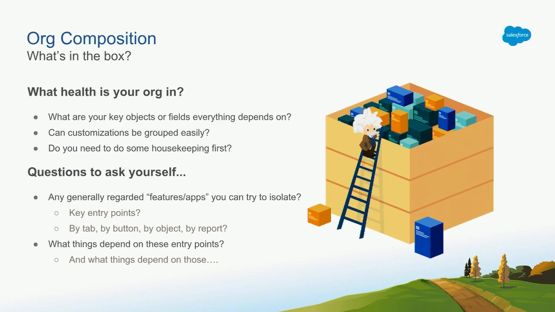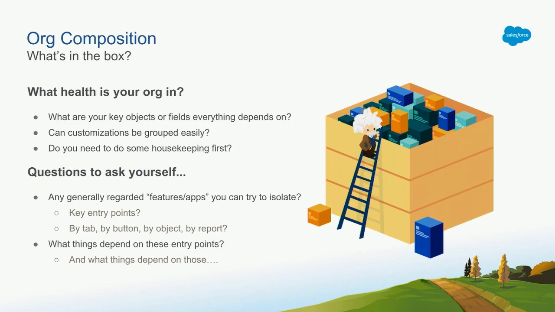So the health of your org is expressed in how well you really know the key objects and the fields that they depend on. You know, if somebody pointed you to a field that was created 4 years ago, do you really know who's now using that field if you wanted to delete it or create another field that has a similar purpose? How do you actually know about that information?